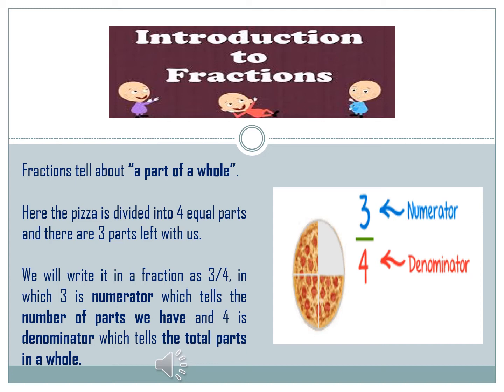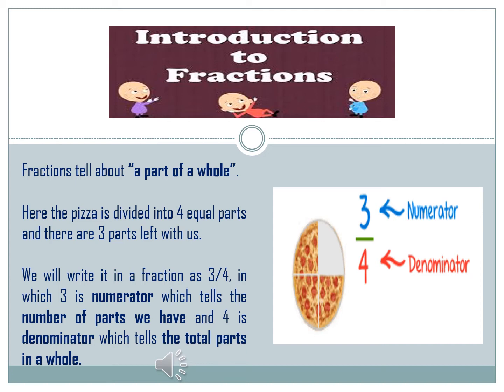As you can see in front of you, a picture of a pizza is drawn where one part has been eaten and three parts are left. We are trying to write the fraction for the parts of the pizza that are left with us. So the numerator is 3 and the denominator is 4.